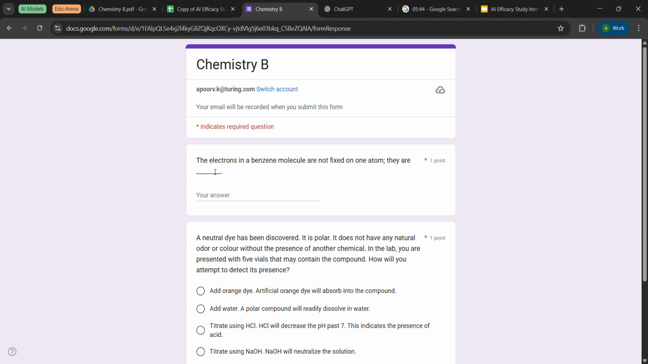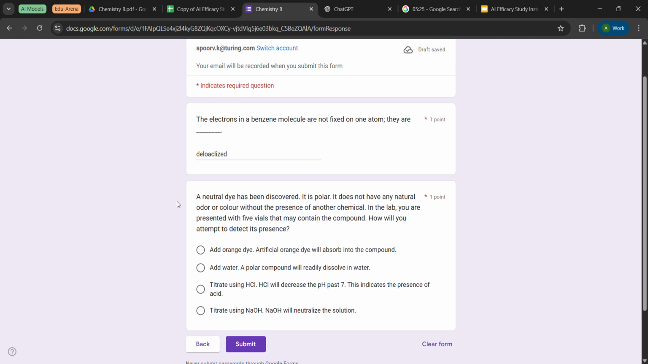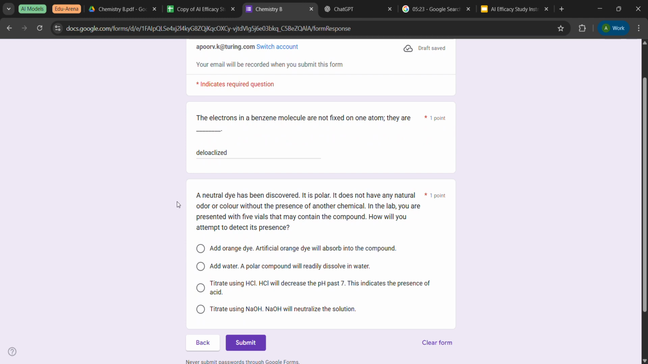The electrons in a benzene ring are not fixed on one atom. They are in resonance. I mean, electrons are in resonance or decentralized or delocalized. I know that electrons in a benzene ring move from one carbon atom to another carbon atom. So they are delocalized. Yes.